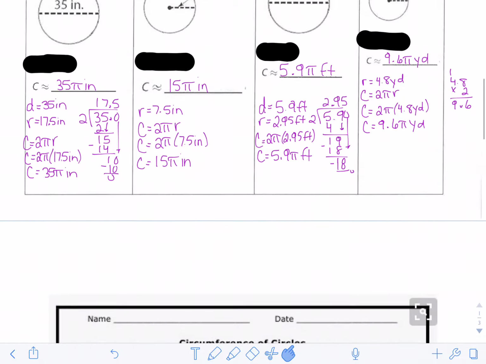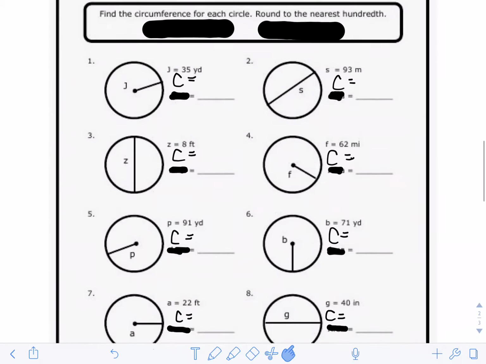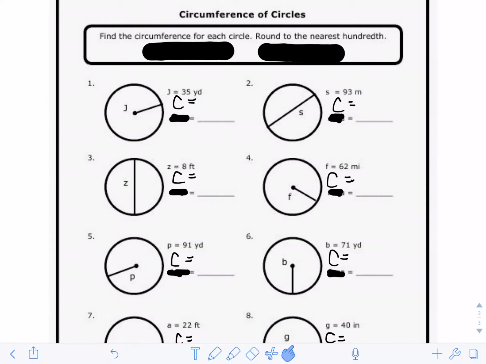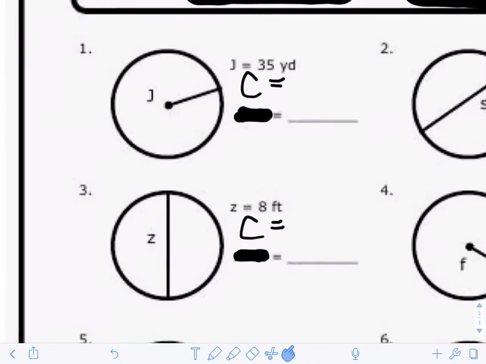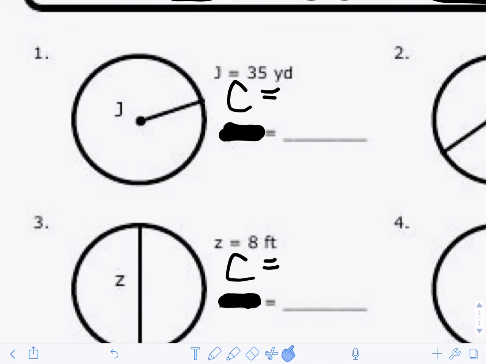Okay, and that's it for the first part. And then the second part, probably do about 4 of these and then be done. Okay, so for this one, circumference is going to equal, that's what's supposed to go here in this little blank. So I'm going to do my work below it.